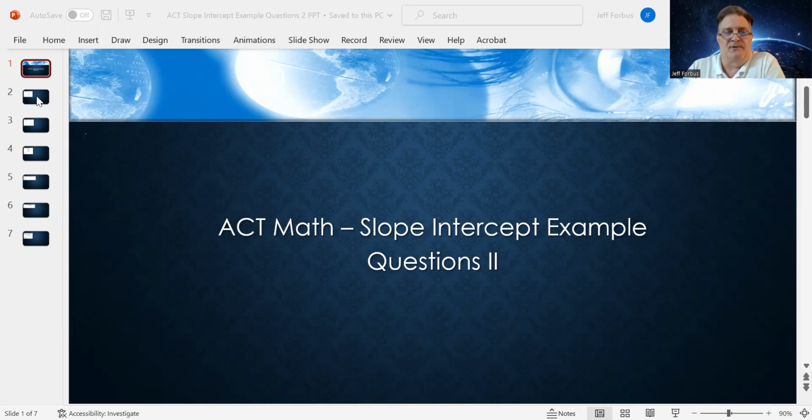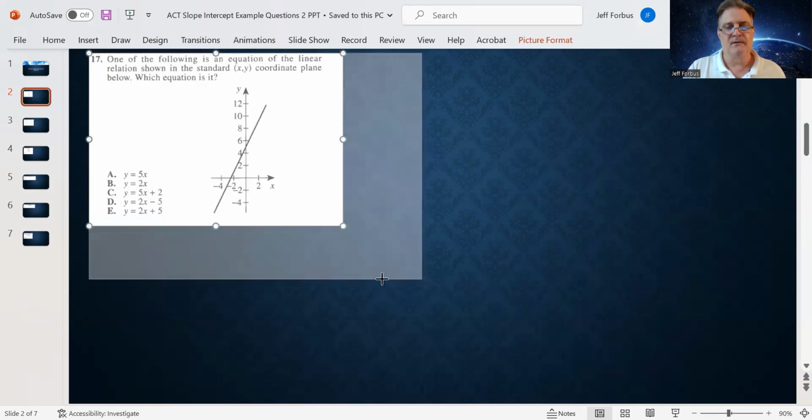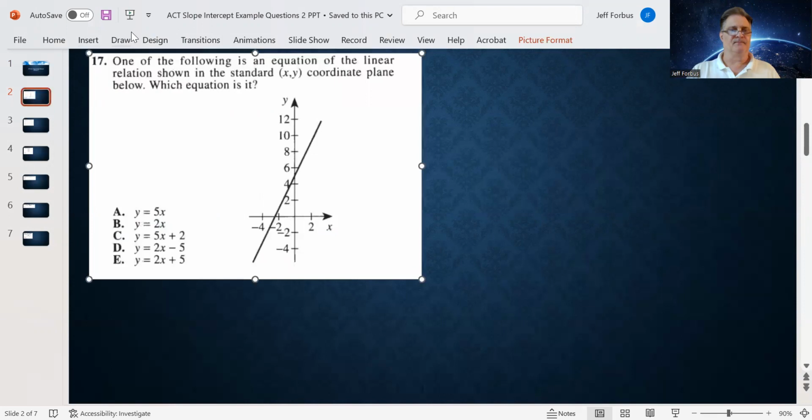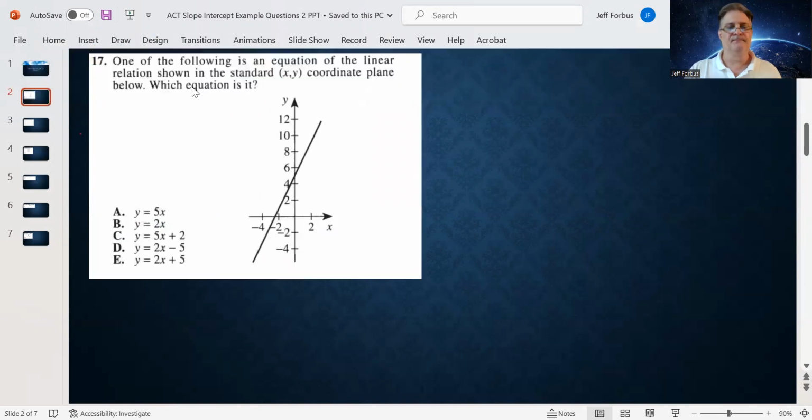Let's get on with the first question. Okay, so our first question says, one of the following is an equation of the linear relationship shown in the standard coordinate plane. Which equation is it? Well, let me do something here. I'm going to try to blow this figure up just a little so I can write on it. There we go. Let me get a pen tip. Get a red one. All right.